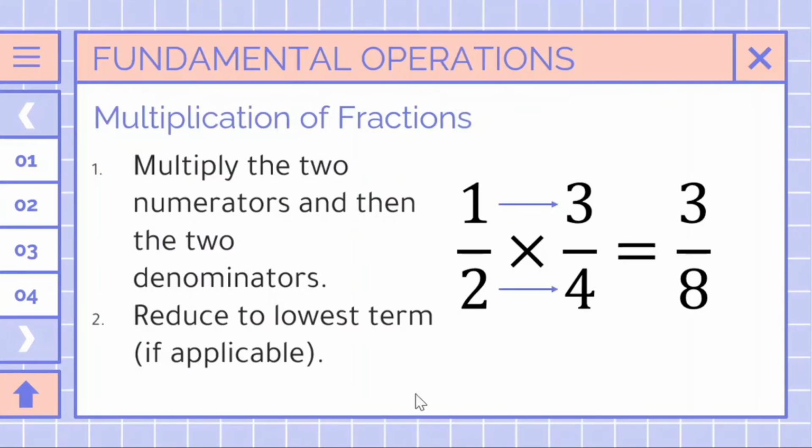Okay, multiplication of fractions. First step is to multiply the two numerators and then the two denominators. When we solve multiplication of fractions, we always solve horizontally. So, numerator to numerator and then denominator to denominator. Here, based on the given example, 3 times 1 or 1 times 3 is equal to 3. And then 2 times 4 is equal to 8. Reduce to the lowest term if applicable. Is it in lowest term? Yes, because they don't have a common factor except 1.